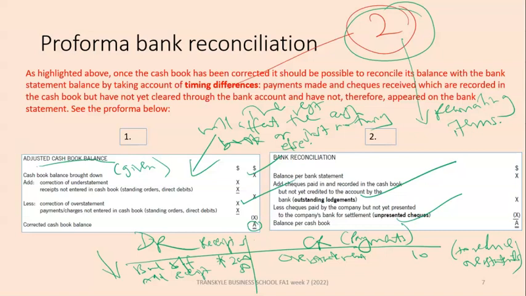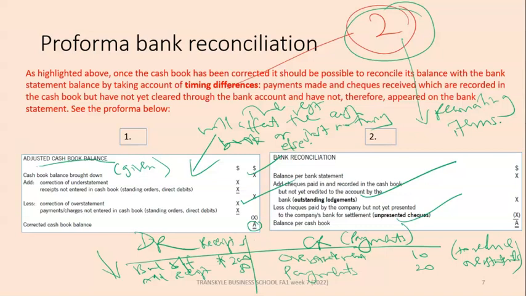Then payments or charges not entered in the cash book. The payments which were not entered, we know that the payments should go on the credit side. So just write them: payments not entered. Then you write the figure. If it was 20, just write 20. If it was 80, just write 80, and so on.